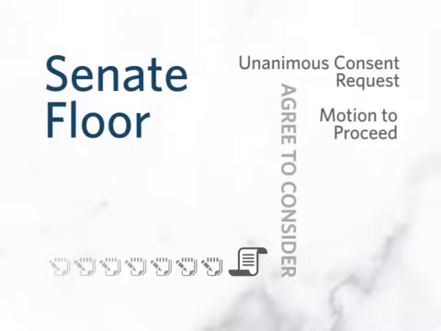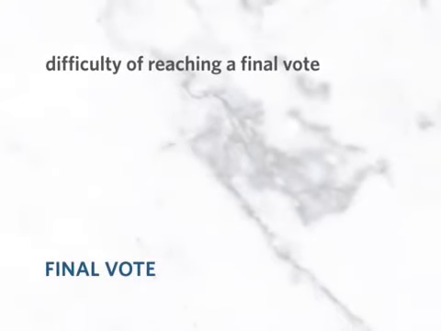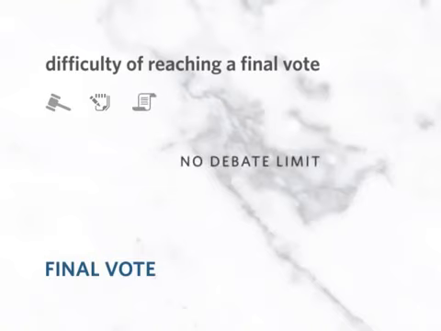Perhaps the modern Senate's defining feature is the potential difficulty of reaching a final vote on a matter. Most questions that the Senate considers, from a motion to proceed to a bill to each amendment to the bill itself, are not subject to any debate limit. Simply put, Senate rules provide no way for a simple numerical majority to cut off or otherwise impose a debate limit and move to a final vote.